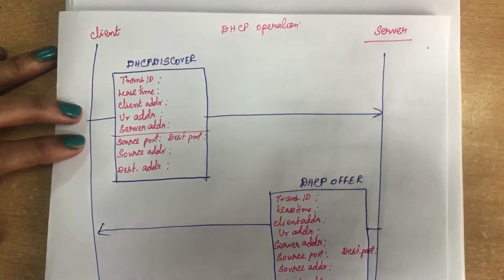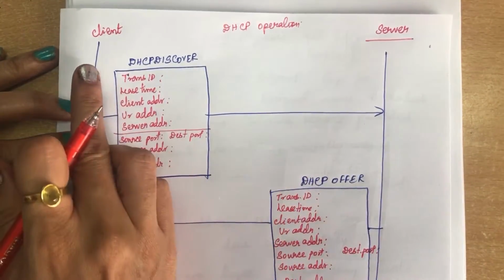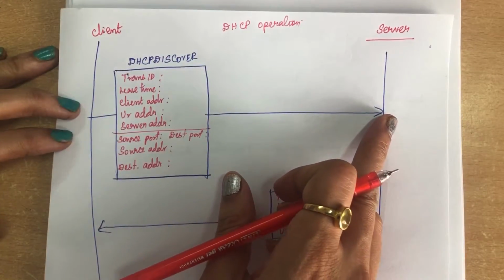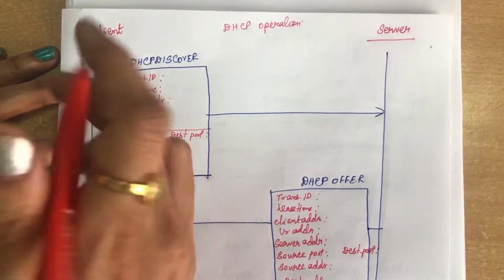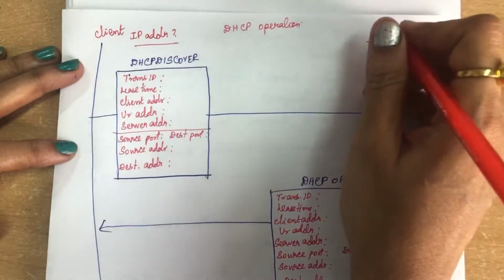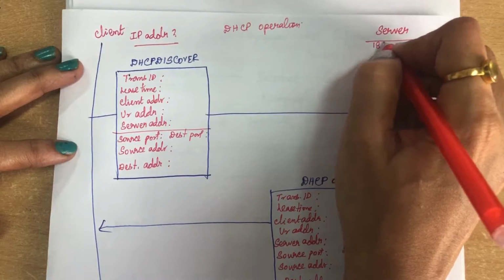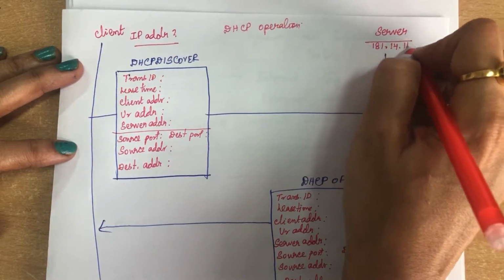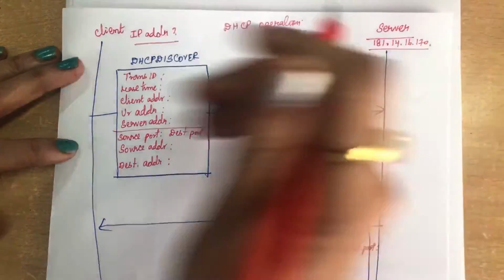We will see the operation of DHCP. Whenever a client wants an IP address from a server, it uses the DHCP protocol. We don't know the IP address of the client, but we know the server IP address. It may be 181.14.16.170. This is the IP address of the server.